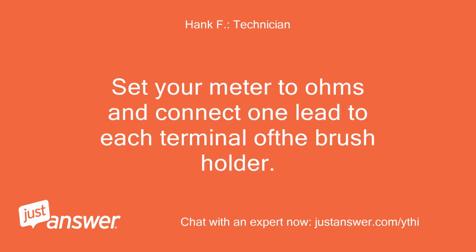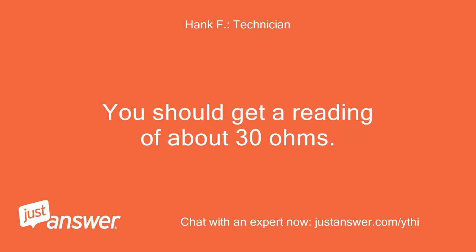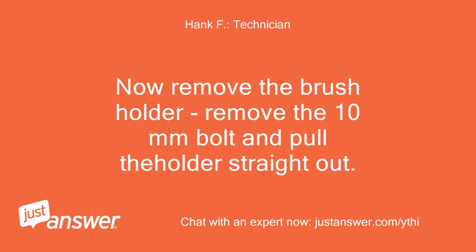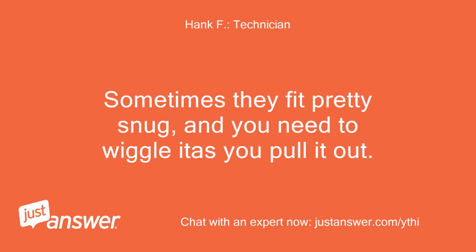Set your meter to ohms and connect one lead to each terminal off the brush holder. You should get a reading of about 30 ohms. Now remove the brush holder, remove the 10mm bolt and pull the holder straight out. Sometimes they fit pretty snug, and you need to wiggle it as you pull it out.